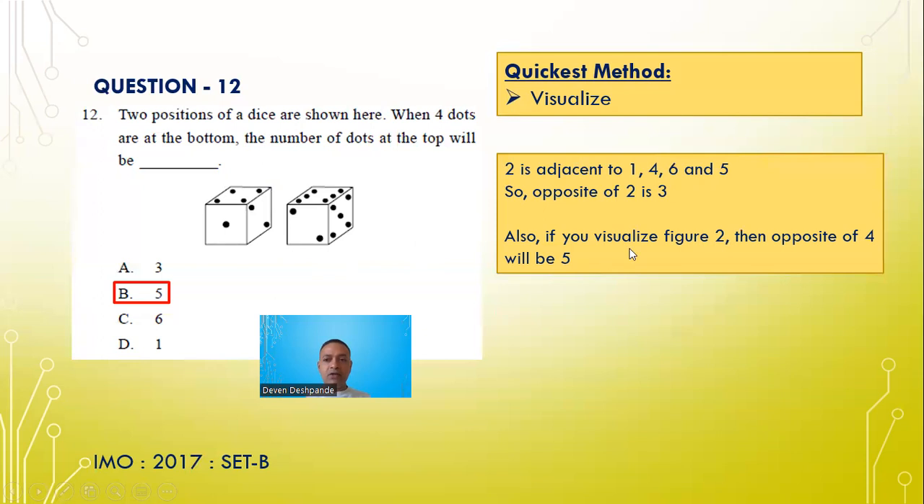And if we visualize, the opposite face of 4 will be 5. Because if you take 2 here, 3 will be here. 6 will be opposite to 1, and 5 will be opposite to 4. So if you place 2 here, with 5 and 6, 6 will be at the back side and 5 will be at the bottom. So that's how, if you visualize, the opposite of 4 will be 5. Again, this is all about visualizing the problem. You might take an actual dice and practice on the actual dice.